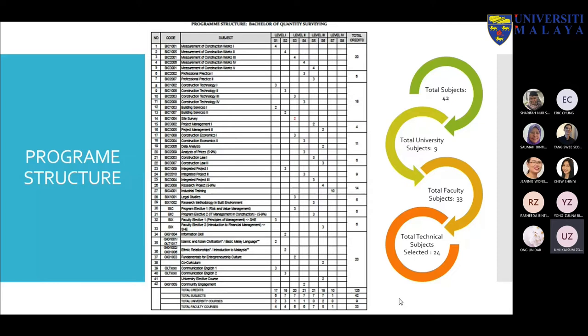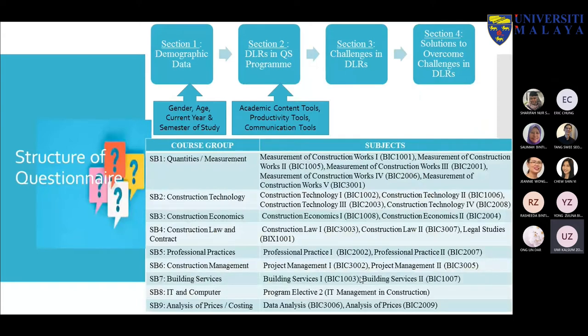Fifth, the graduates are able to identify and analyze problems, evaluate strategy choices, arrive at a decision with supporting evidence, and give a good judgment. And lastly, we expect that the graduates are able to develop knowledge to enhance self-development and demonstrate effective and efficient managerial and entrepreneurial skills, so they can apply the knowledge that they have learned in quantity surveying to practice later on in the industry. So as a conclusion for the program structure, we have selected 24 subjects, and this is followed by the structure of the questionnaire.